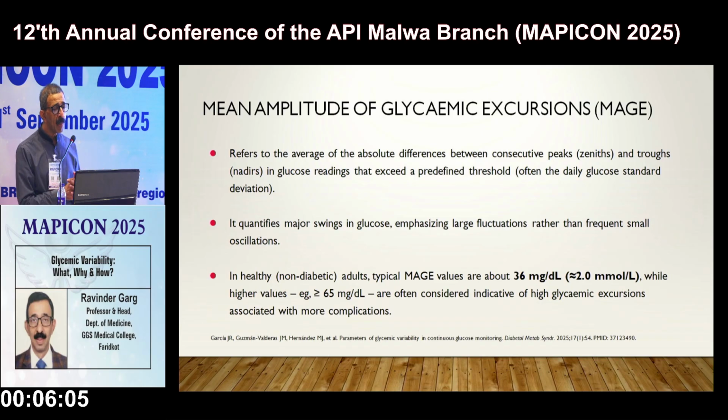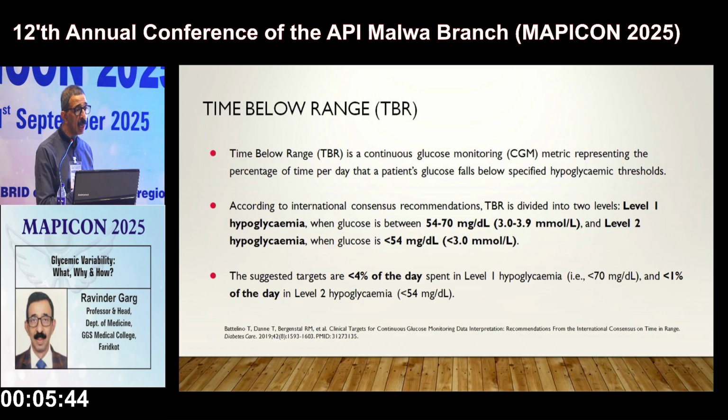Now this is another metric, MAGE, mean amplitude of glycemic excursions, which is nothing but the average of the absolute differences between consecutive peaks and troughs, right? So in a healthy individual, the MAGE value should be around 36 milligrams per deciliter. This is another metric by which we measure the glycemic variability.